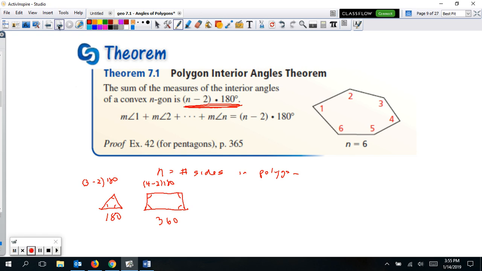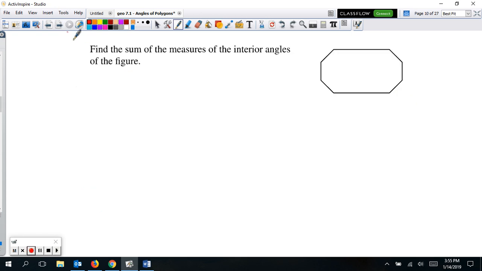Alright, so let's go ahead and use that a little bit on this one. It says find the sum, so just watch this one. Actually, this is number 1 on your extra practice, so if you want to go to that one, you can. But find the sum of the measures of the interior angles of the figure, or you can just watch this and not worry about it.